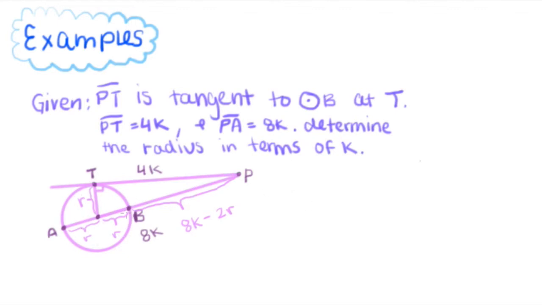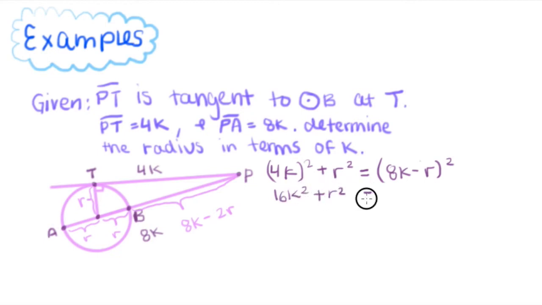So this length and this length will all be labeled R, just because they're all radii, and radii are all equal. Then you know this length is perpendicular to the tangent TP because of theorem 7.5. So what would this length be? If the whole length PA is 8K, then PB would be 8K minus R. So now we have all the lengths of this right triangle, and we can simply use the Pythagorean theorem to find the length of R.